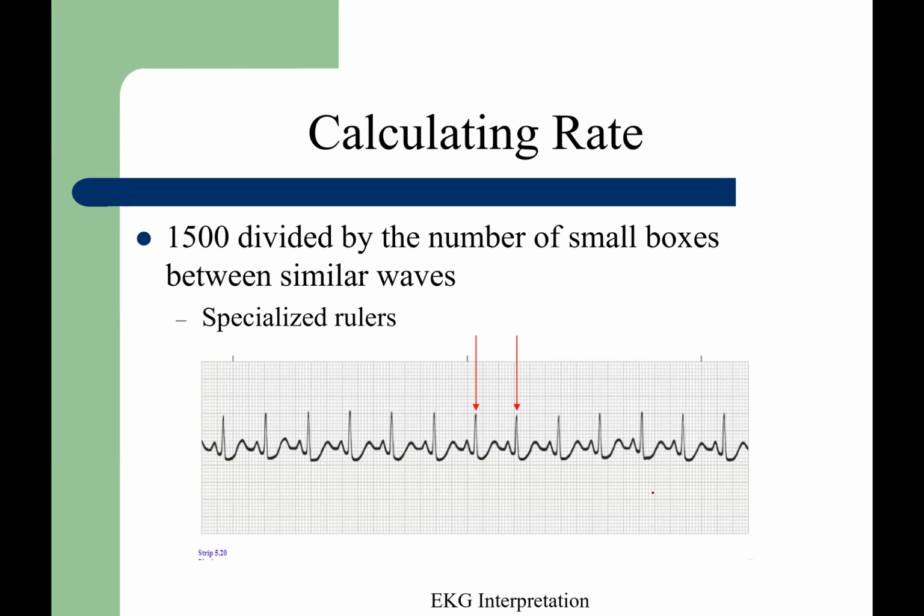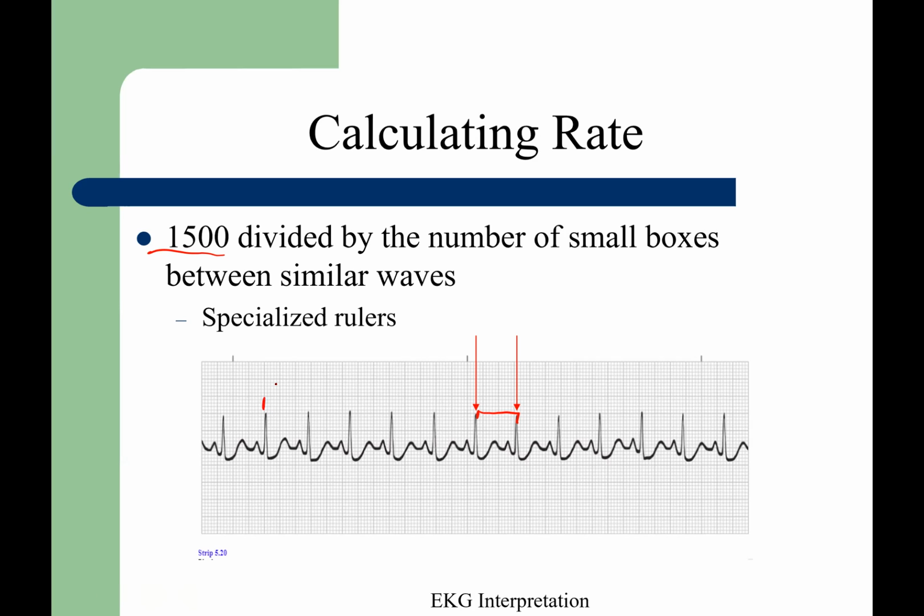And finally, we're going to look at the 1500 method. What we're going to do here is find two QRS complexes that are back to back, count the number of small boxes between the R waves, and then divide that number into 1500. Again, make it easy on yourself and find one that lands on a heavy dark line.